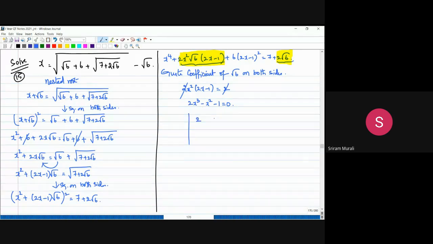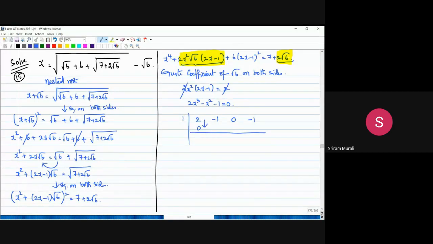Coefficient of x cube is 2. X square is minus 1. There is no x, it is 0. Constant term is minus 1. By trial and error, we take 1, minus 1, 2, minus 2 like this. This is to be a synthetic division.